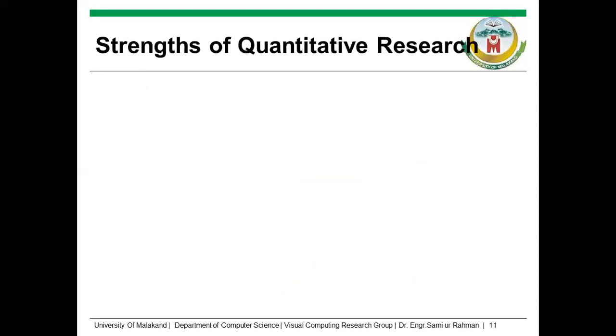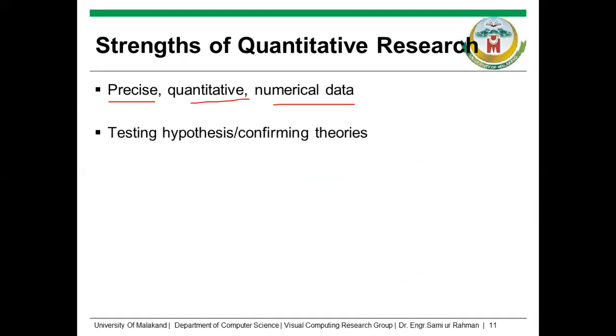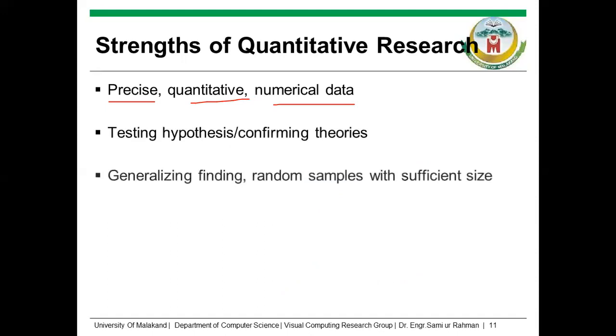Now, strengths of quantitative research. So as these are exact numbers, the quantitative representation is precise. It's precise, quantitative, and it's numerical. Okay, and testing hypotheses and confirming theories. We can test generalizing findings, with random samples of sufficient size, and comparatively quick data analysis.